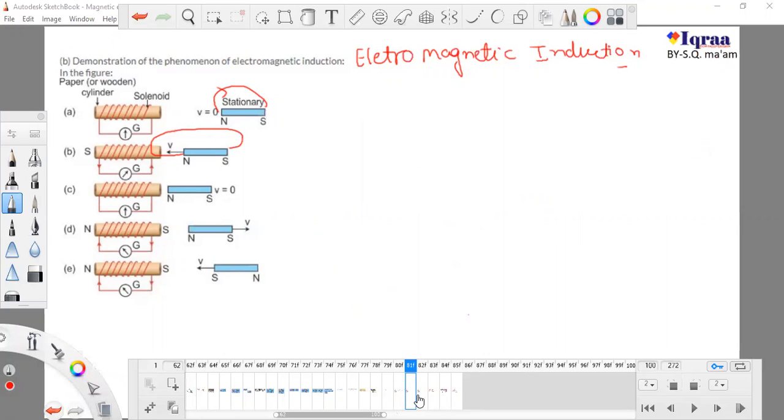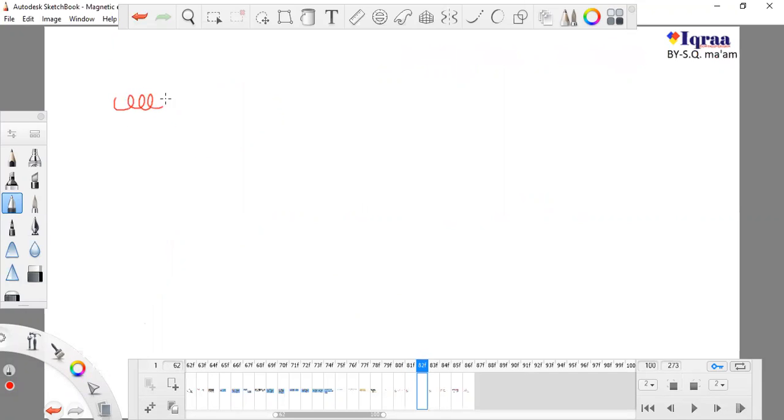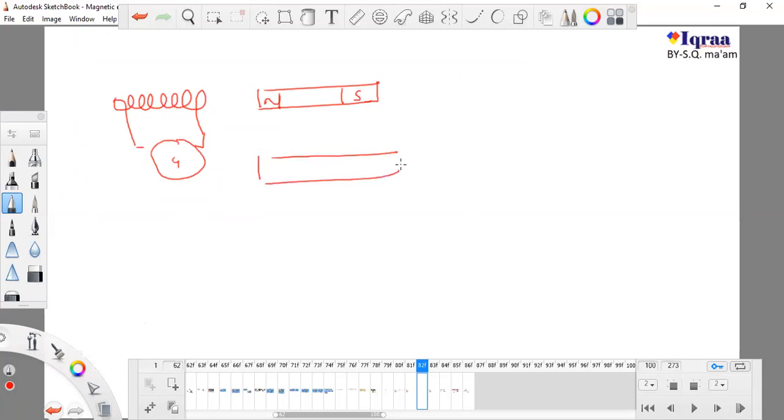Now Faizan asked me a question: what happens if we change the poles? This is the coil and this is our galvanometer. You asked what happens when we change the poles. This was the north pole and this was the south pole, and what happens if I change the poles, if I bring the south pole here and the north pole here.